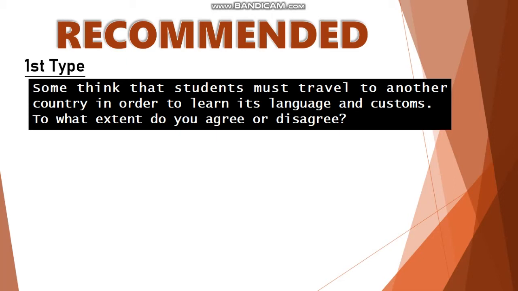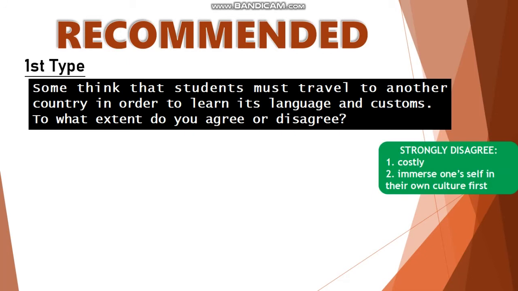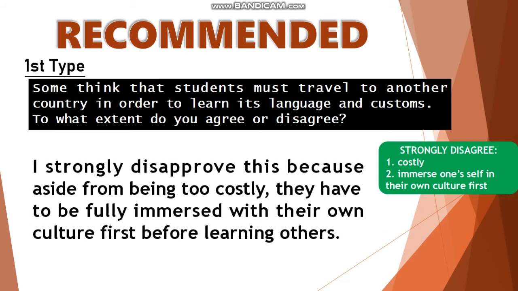So, our answer here, let's say, is strongly disagree. Because one, it's costly, and two, students should immerse themselves first in their own culture. So, for a thesis statement, we will say, "I strongly disapprove of this because aside from being too costly, they have to be fully immersed in their own culture first before learning others." As you see, the thesis statement reveals its opinion directly, strongly disapproves, plus why it disagrees.